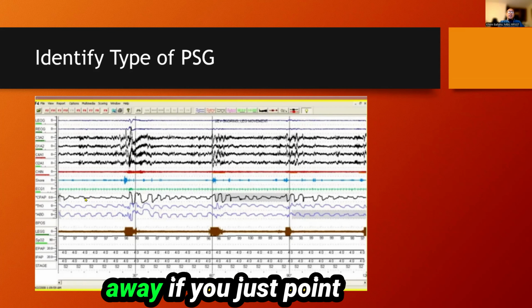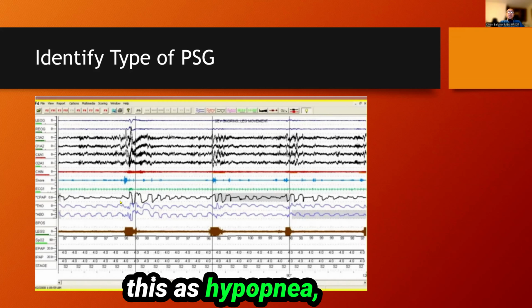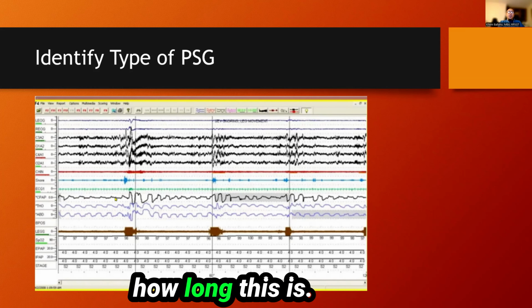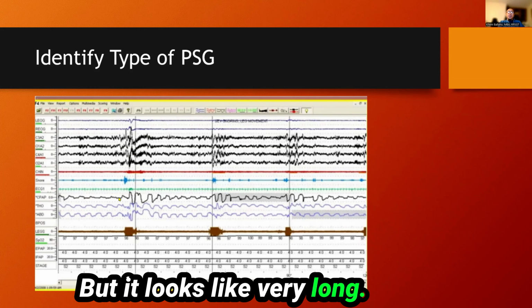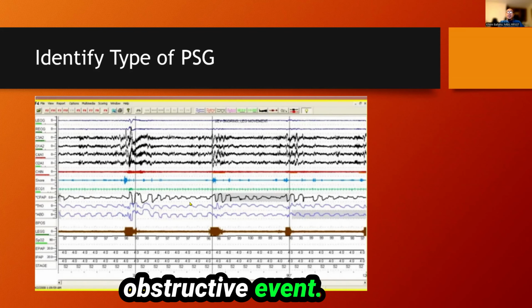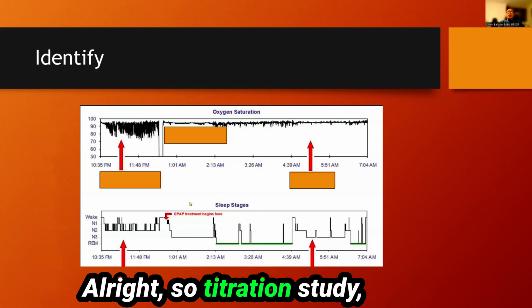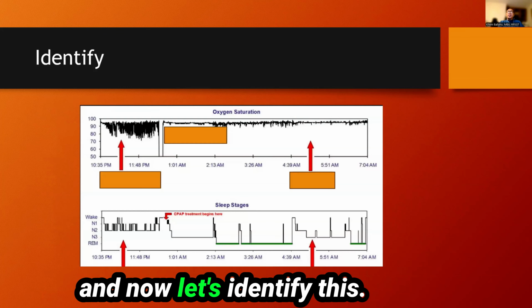You can probably get away if you just point this as hypopnea, but it depends on how long this is. But it looks like very long. It looks like an obstructive event. All right, so titration study. And now let's identify this.